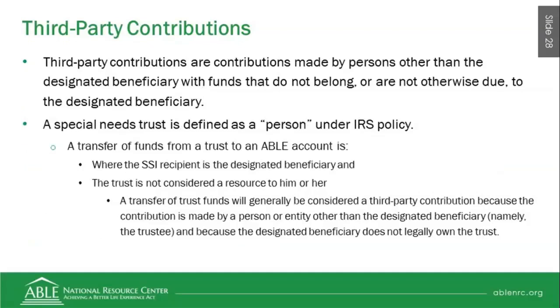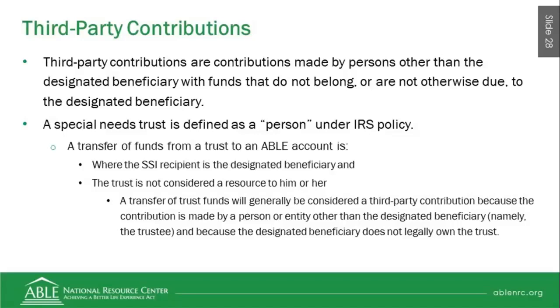We're going to talk about third-party contributions. We talked a lot about the ABLE account owner contributing, but we didn't talk about contributions made by others other than that account owner. It's important to understand that when someone is receiving a means-tested benefit, in general, when money is given to that individual, it's counted as income. So what's real important here when we talk about third-party contributions, it's the fact that these contributions do not count as income. It's important to remember, though, that the funds cannot belong to or be due to that beneficiary.